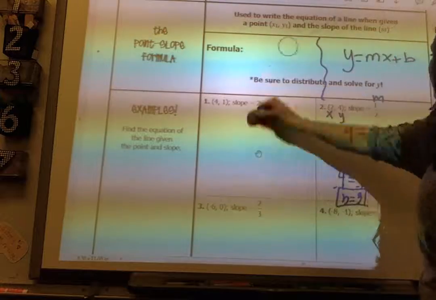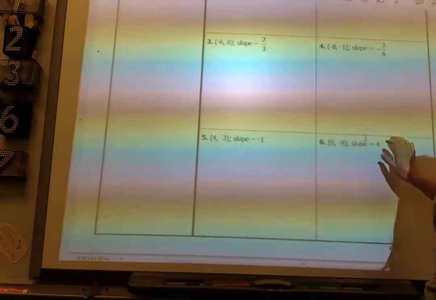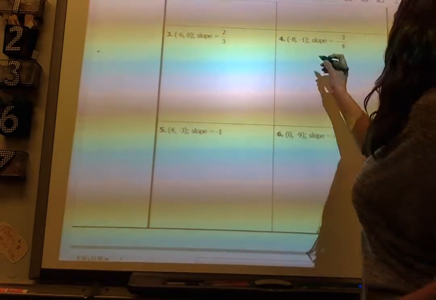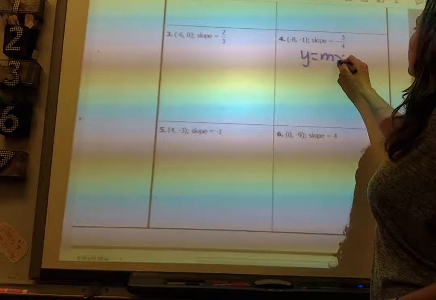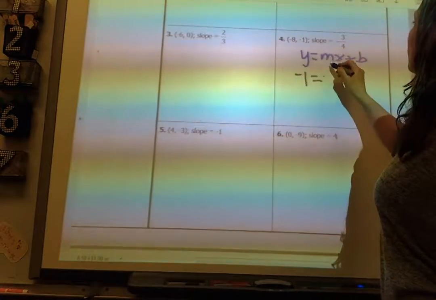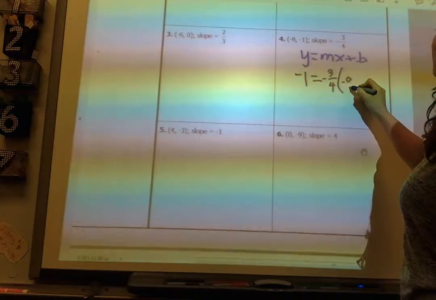So let's try that again. And pause it and see if we're getting the same thing. So y equals mx plus b. That's what I know. That's what I love. So y is negative 1. My slope is negative 3/4. My x value is negative 8.